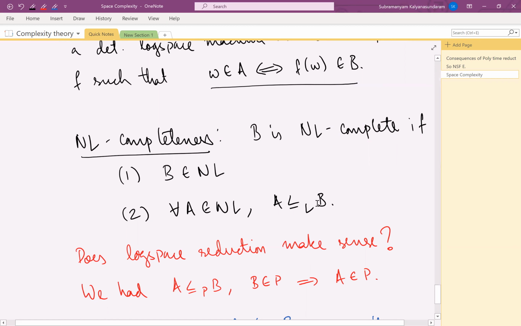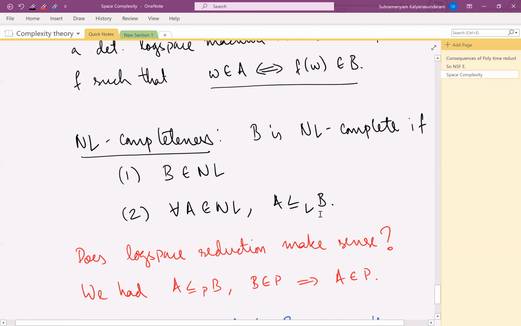So you may see why we cannot use polynomial time reductions here, because if A is in NL and I am allowed polynomial time, then I might as well decide A itself. I don't need to reduce to B. So there is no point in reducing from something to something. So basically, whenever you have a complete problem and you are using some reductions to define the complete problem, this reduction should actually not be as powerful as the class itself. So here the class is NL. The reduction should be less powerful than the entire class.